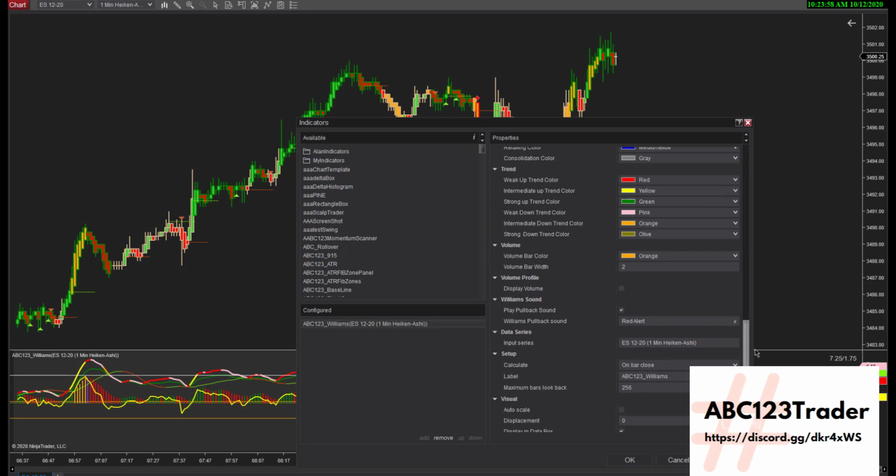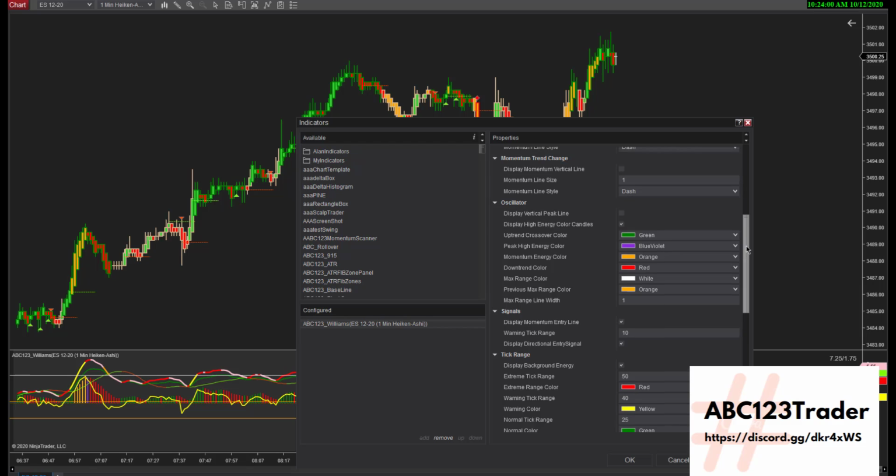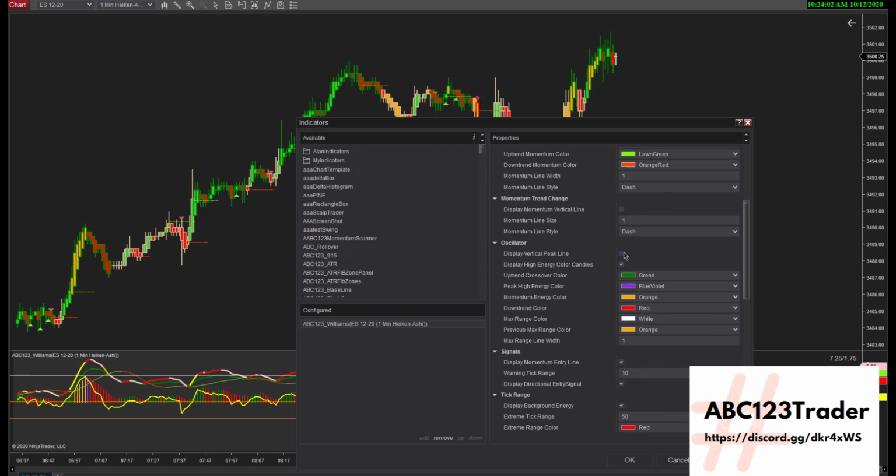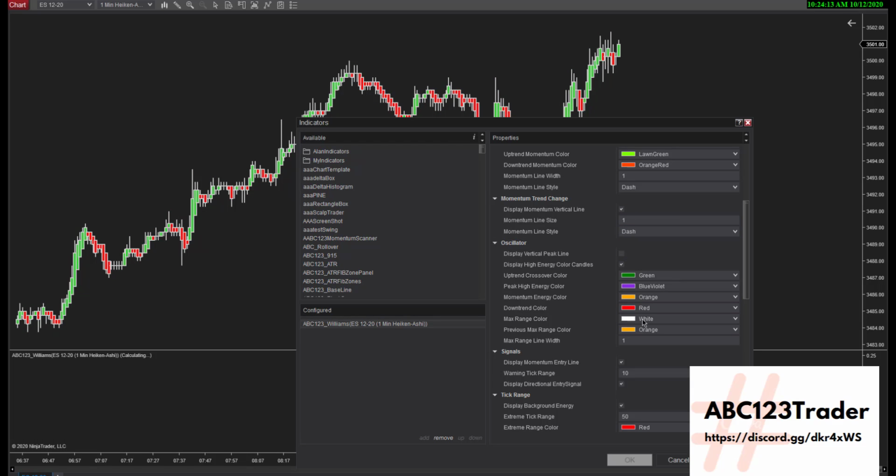And I also wanted a vertical line. There's a vertical line on here. Display vertical line peak. Yeah. Is it vertical? No, not this one. Momentum vertical line. I could use either or.